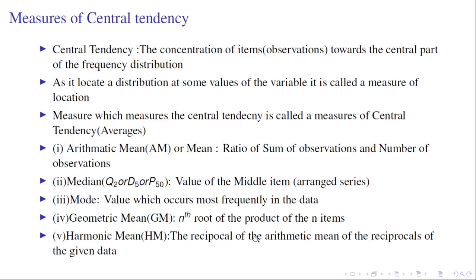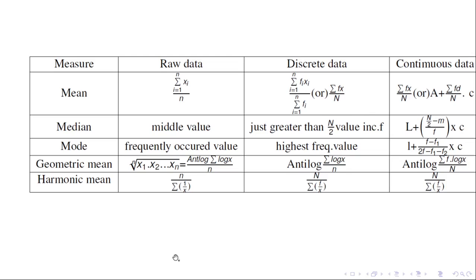If only a single measure is sufficient to measure the central tendency, we need not go for other measures. There are 5 measures. These measures are used to measure central tendency. I have given the total table of all these 5 measures, calculations, formulas.